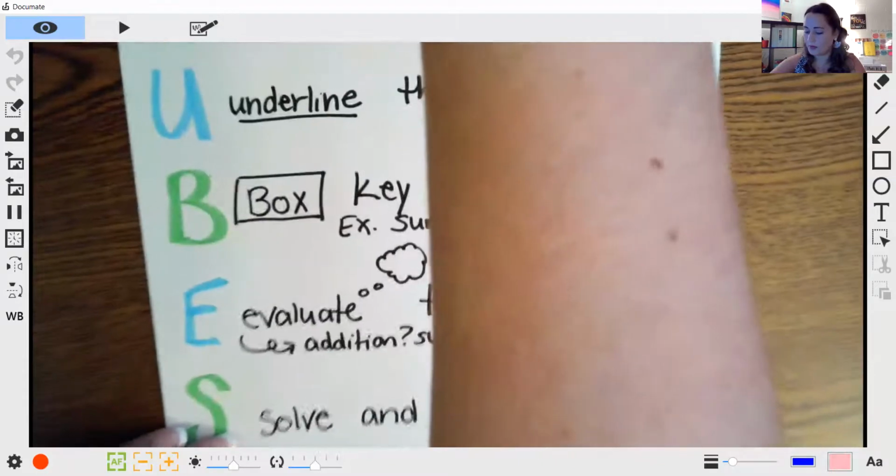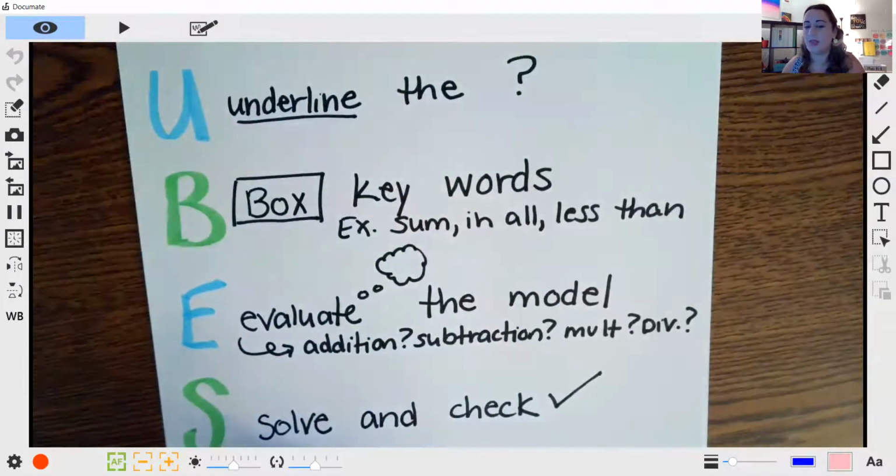The fourth part of C.U.B.E.S, E, evaluate. Evaluate the model. Think about what you are going to be using, what operation, addition, subtraction, multiplication, division. So really think about what the question is asking you, think about the keywords that you've boxed and the numbers you've circled, and try to evaluate what you think you will do here. The last part is S, solve and check, okay? So you will solve the problem the best you can, and then you'll check your work, okay?